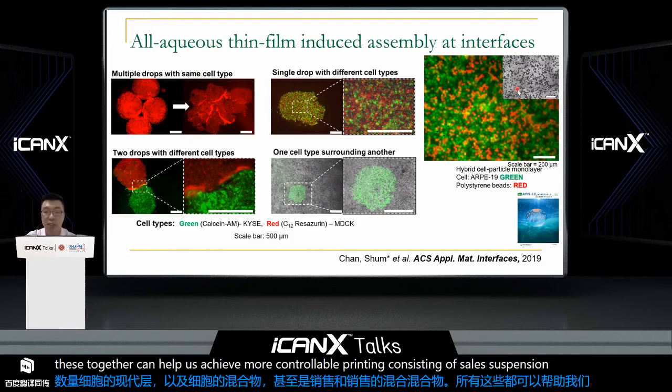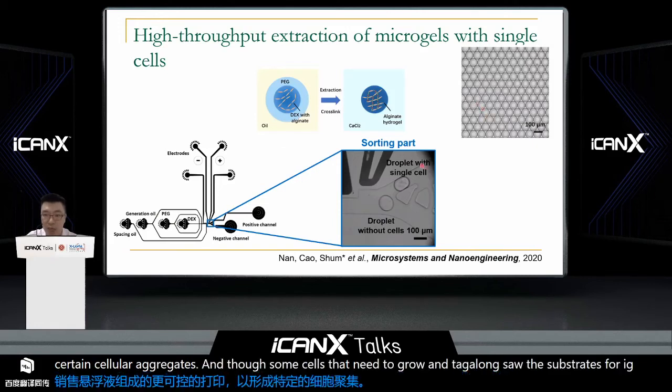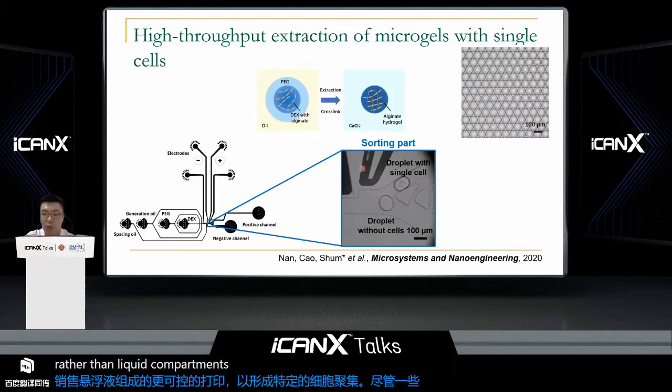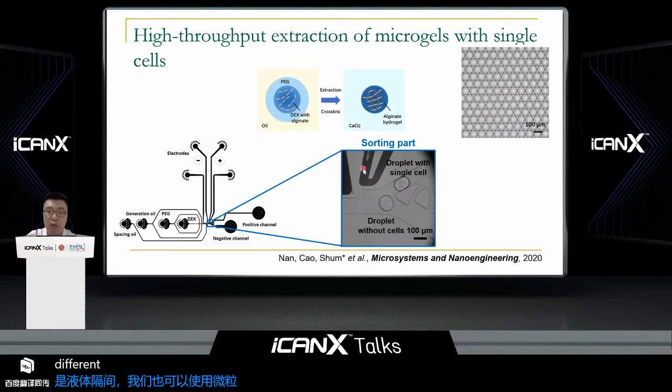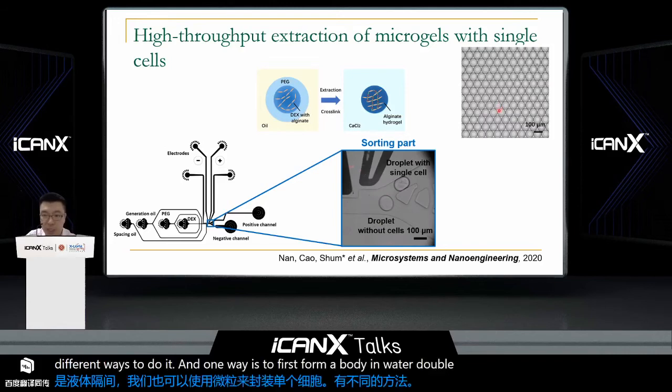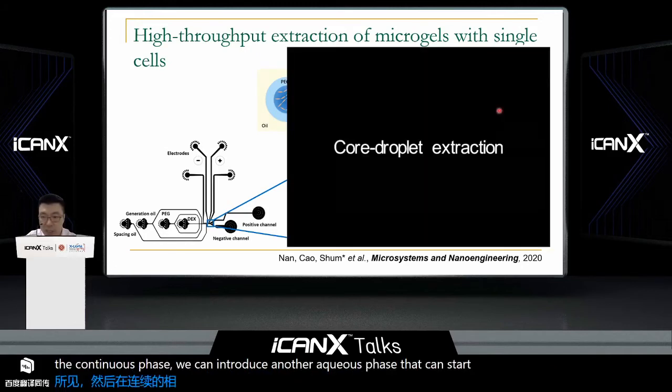form certain cellular aggregates. And for some cells that need to grow and attach to solid substrates, for example, rather than liquid compartments, we can also use microgel particles for encapsulating the single cells. There are different ways to do it. And one way is to first form a water-in-water double emulsion, as you can see here. And then in the continuous phase, we can introduce another aqueous phase that can solidify the inner aqueous droplets.